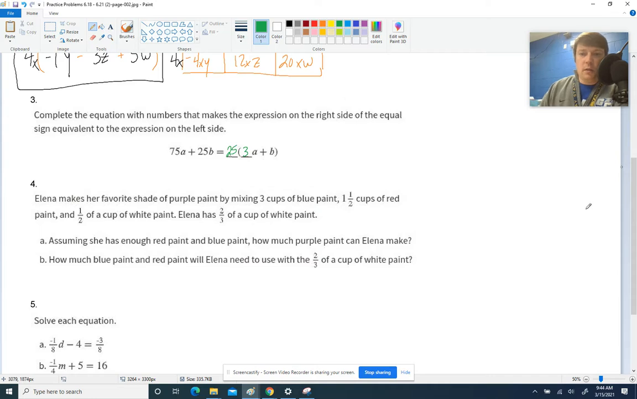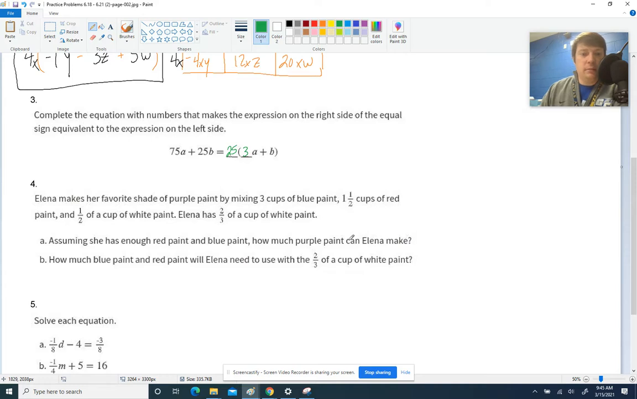All right, so let's move on to the next problem. We're going to set up a table for this one. Elena makes her favorite shade of purple paint by doing this mixture: 3 cups blue, 1.5 cup red, and 1/2 cup of white. Elena has 2/3 of a cup of white paint. Assuming she has enough red paint and blue paint, how much purple paint can she make?